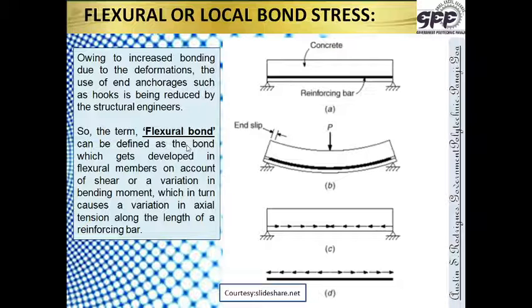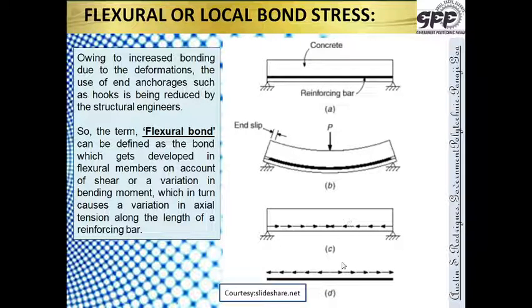Now what is flexural bond? Flexural bond is the bond which gets developed in flexural members on account of shear or a variation in bending moment, which in turn causes a variation in axial tension along the length of the reinforcing bar. So that is exactly what it talks about. The forces in the steel members are like this, and the external forces are going outwards. So the forces are acting together, and that is exactly what is bond.